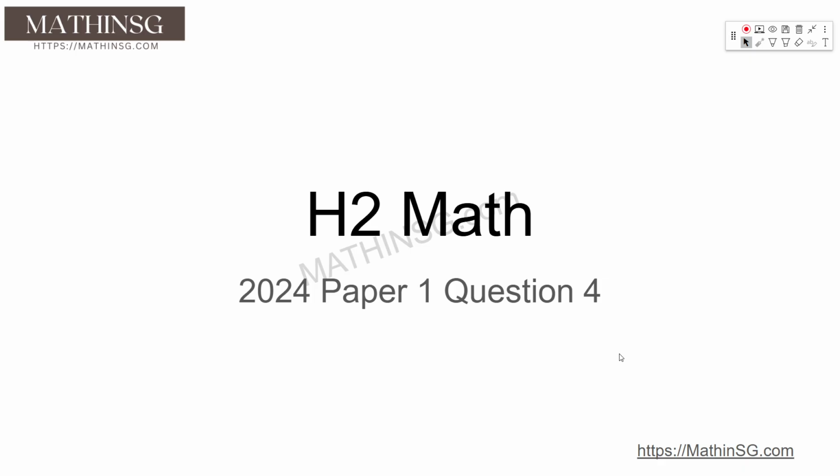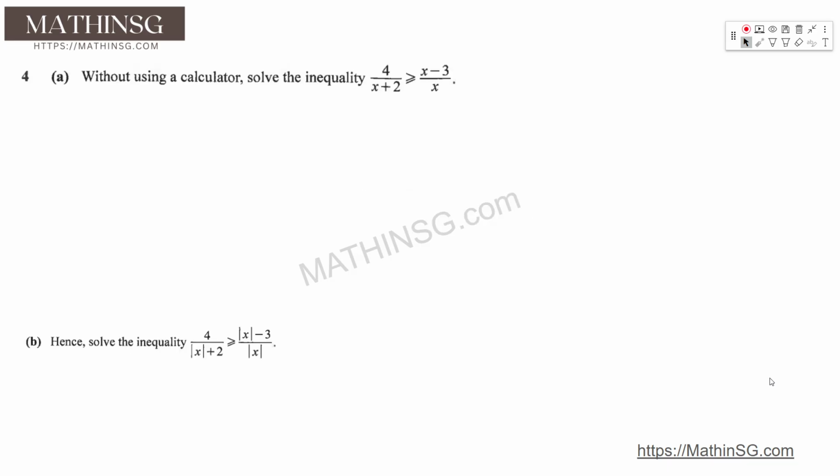In this video, we'll be going through the H2 Math 2024 Paper 1 Question 4. This question is an inequality question, so let's do it together. Part A: without using a calculator, solve the inequality. We have 4 over x plus 2 is greater than or equals to x minus 3 over x.